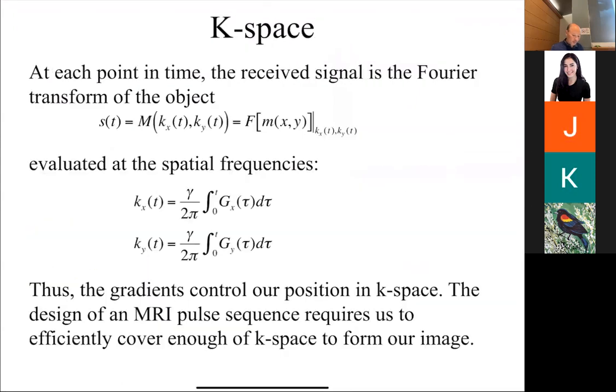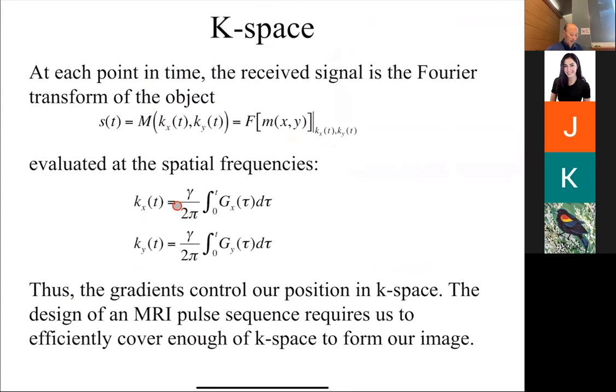Okay, so the nice thing is once you've gone through all the math, it turns out that the MR signal as a function of time is simply the Fourier transform of your object. And at every point in time, you're at some location, kx of t, ky of t.